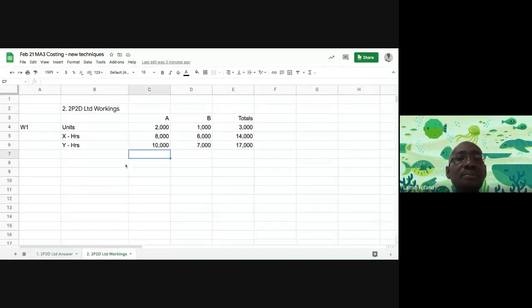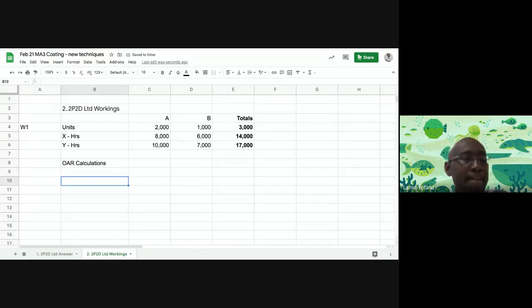Right. So now we calculated our total hours. We add this. We make them bold. So the next thing we're going to do is we're going to calculate our OAR. So we say OAR calculations. We have our OAR calculations, right? So how are we going to calculate our OAR for each department?